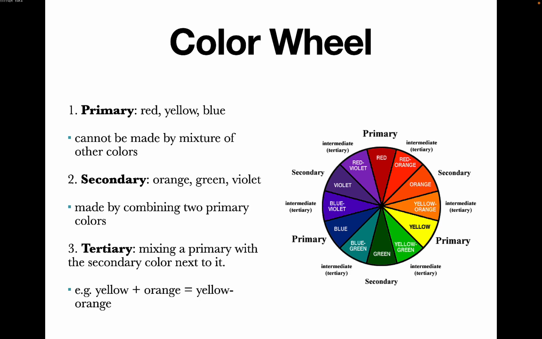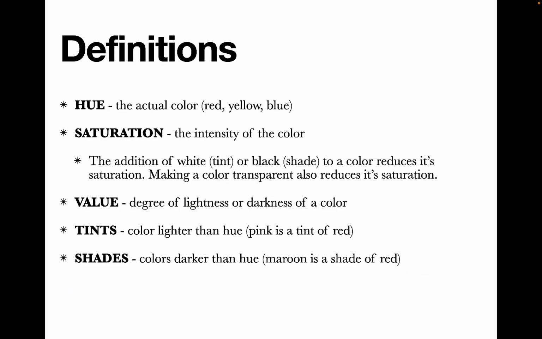So here are some definitions, so you start to understand what we're talking about when we talk about color theory, or if you see them out in the world. Hue is just the actual color: red, yellow, blue. I use hue and color kind of interchangeably. And then saturation is the intensity of color. If you add white to a color, which creates a tint, or add black to a color, which creates a shade, it reduces its saturation. Making a color transparent, more see-through, also lowers the saturation level.